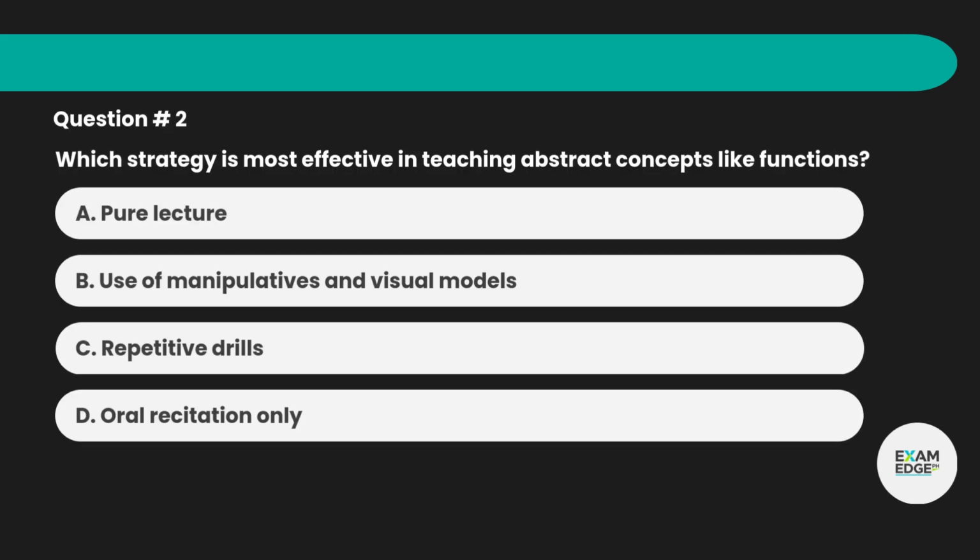Question number 2. Which strategy is most effective in teaching abstract concepts like functions? A. Pure lecture. B. Use of manipulatives and visual models. C. Repetitive drills. D. Oral recitation only. Correct answer: B. Use of manipulatives and visual models.